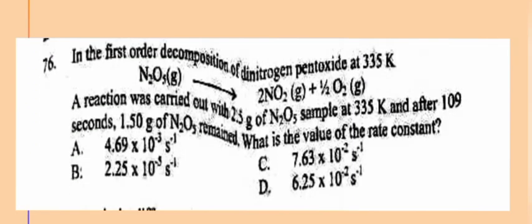Okay, question 76: in the first order decomposition of dinitrogen pentoxide at 335 Kelvin, dinitrogen pentoxide decomposes to 2 mole of nitrogen dioxide plus oxygen. A reaction was carried out with 2.5 gram of dinitrogen pentoxide sample at 335 Kelvin and after 109 seconds 1.5 gram of dinitrogen pentoxide remained. What is the value of the rate constant?